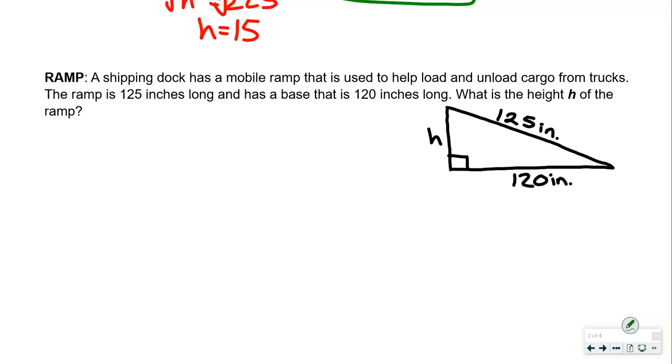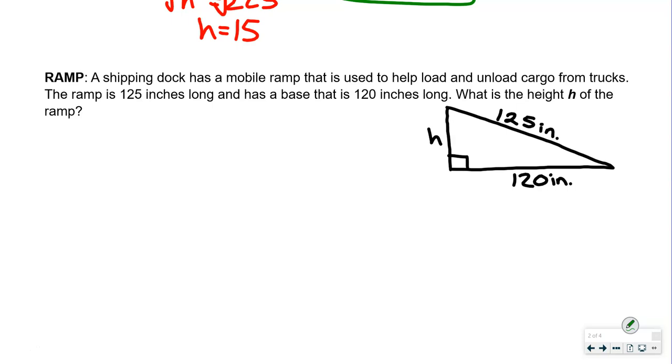And then our last example, say we have a shipping dock that has a mobile ramp that is used to help load and unload cargo from trucks. The ramp is 125 inches long and has a base that is 120 inches long. What is the height of the ramp? So I've drawn a picture here. We can see the base is 120 inches and the ramp itself is placed at an incline. It's 125 inches long.